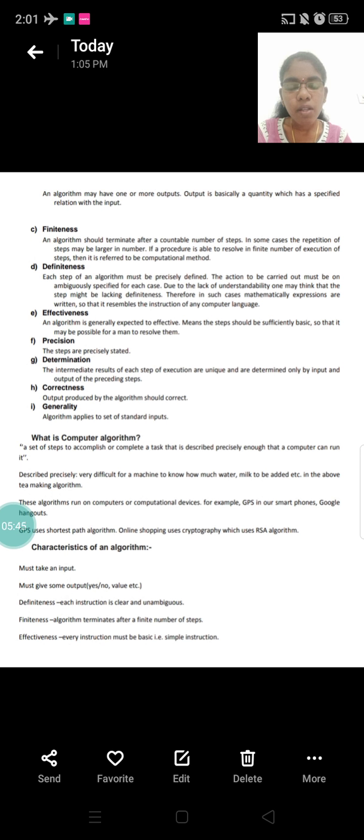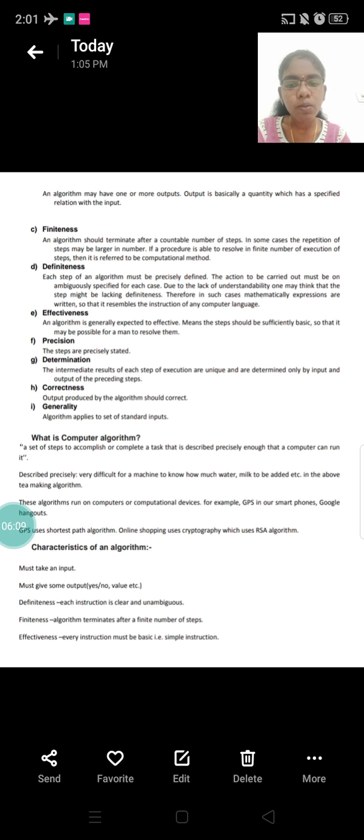Precision. The steps are precisely stated. Determinism. The intermediate results of each step of execution are unique and are determined only by the input and the output of the preceding steps. Correctness. Output produced by the algorithm should be correct. Generality. The algorithm applies to a set of standard inputs. What is a computer algorithm?